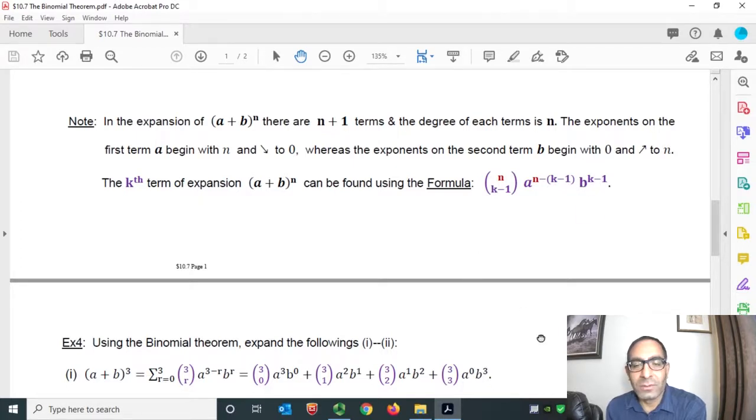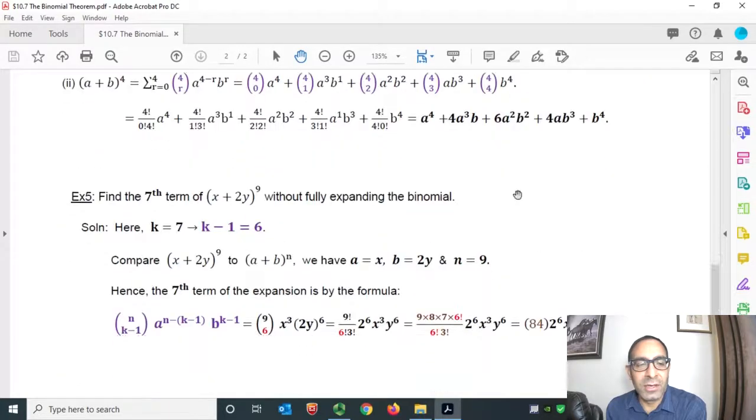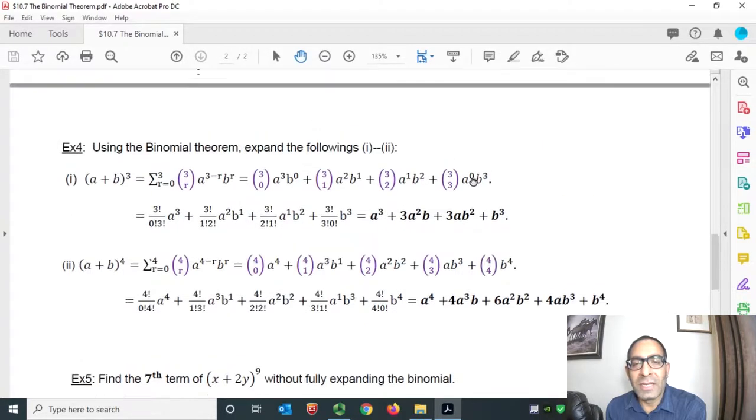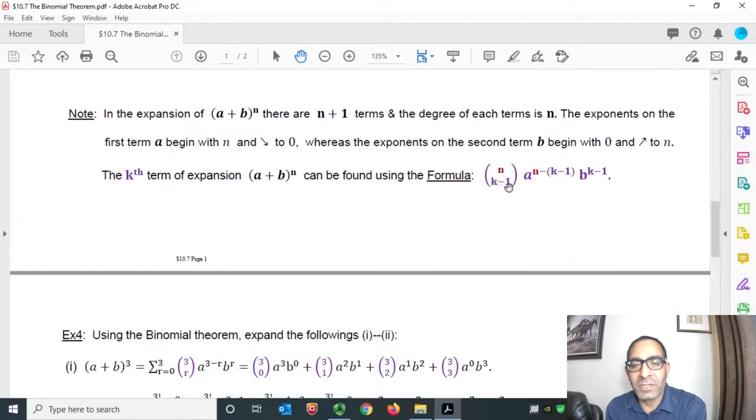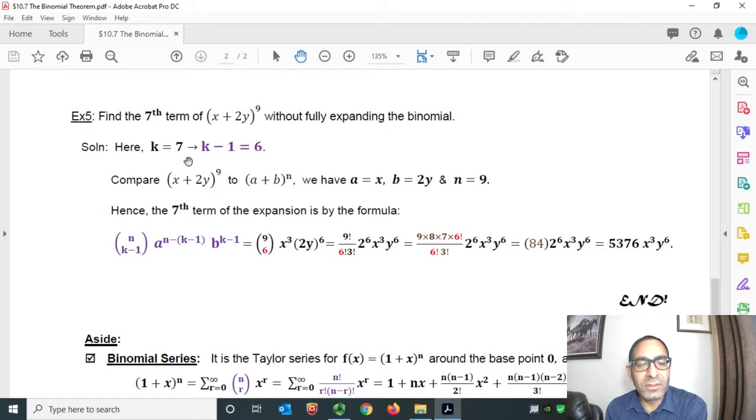So in our question, let me see what's our n. N is 9 and k is 7. So what I need now is k minus 1. So then 7 minus 1 is 6. So we are finding here 9 choose 6. So k is 7, so k minus 1 is 6. Compare the binomial x plus 2y raised to the power 9 to the binomial a plus b raised to the power n. We have a is x, b is 2y, and n is 9.